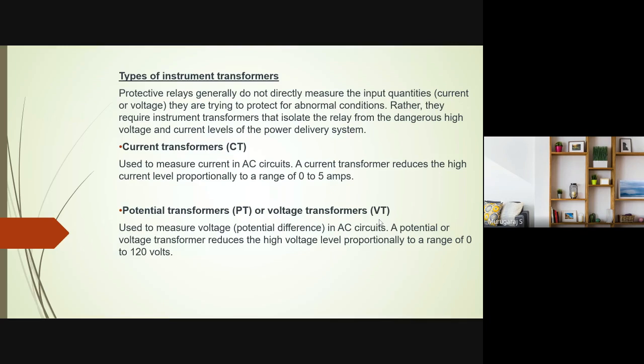Suppose a 15 kilowatt motor has 20 amps; that 20 amps will be taken by the motor during normal load conditions when the motor is loaded. And even if there is no load connected, the motor will take 30 to 40% of that rated current.